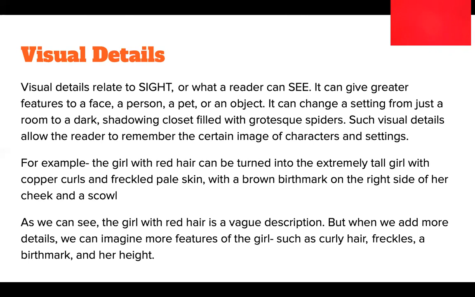Another example. First, we use the term the girl with red hair, which is a vague and not detailed word, and that can be turned into the girl with copper curls and freckled pale skin, and with a brown birthmark on the right side of her cheek and a scowl. Now, as we can see, the girl with red hair again is a vague description, but when we add more details, the reader can now imagine and recognize more features of this girl, such as curly hair, freckles, birthmark, height, and her scowl.